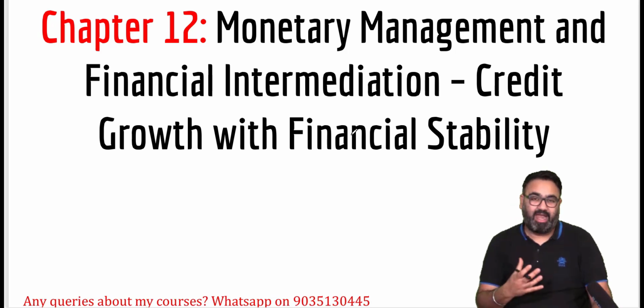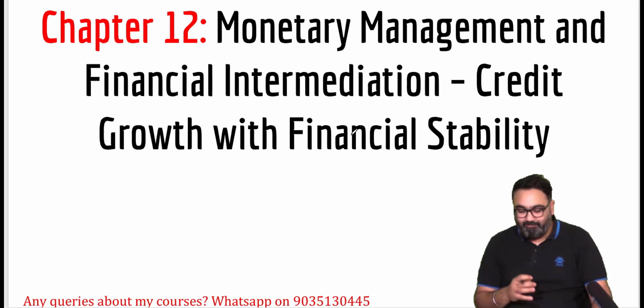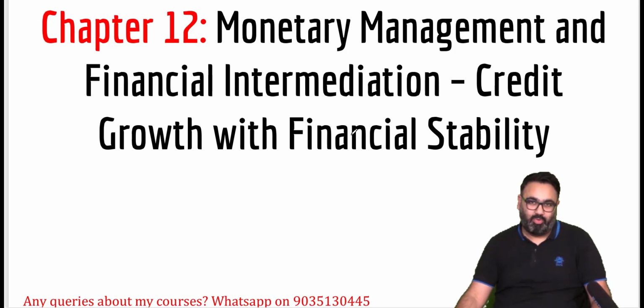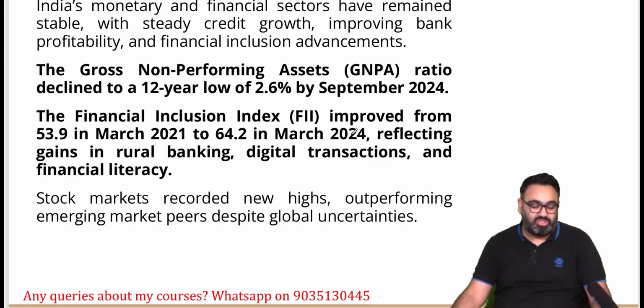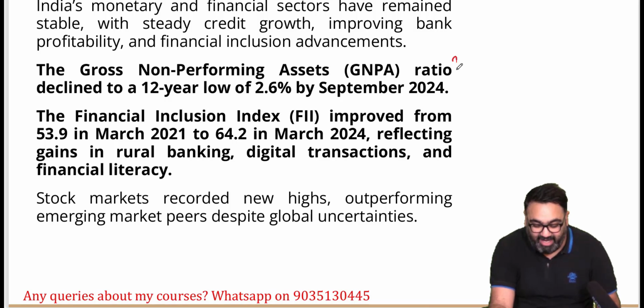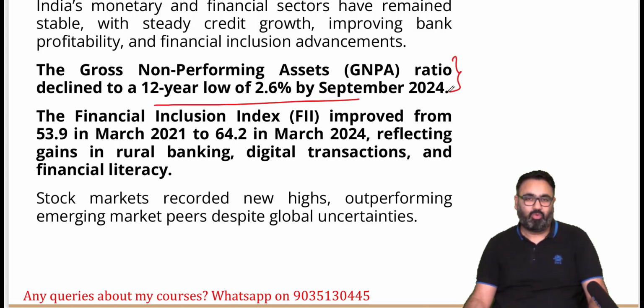What is the RBI's stand? What is the RBI doing to improve the health of the financial sector? These are the things that chapter number 12 talks about. So let's dive deep into what it says. In the introduction, it gives good news. The good news is that the gross NPAs have declined to a 12-year low of 2.6% by September 2024.